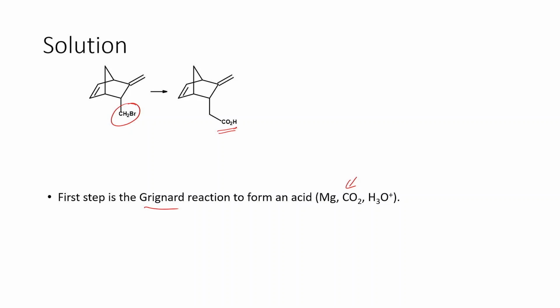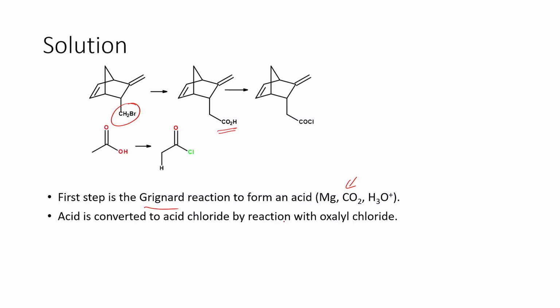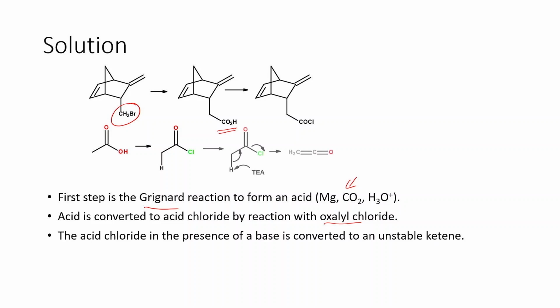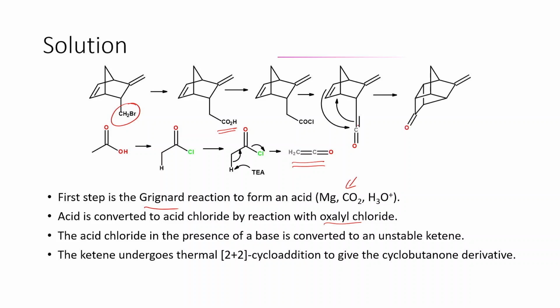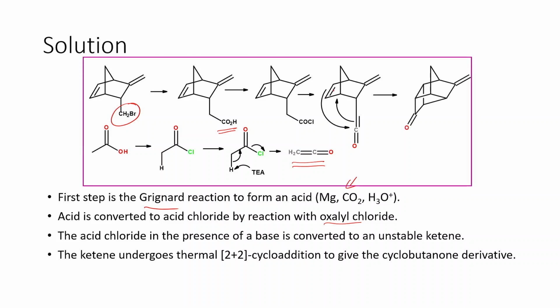So this is the first step that is taking place, and the treatment of this with oxalyl chloride leads to the corresponding acid chloride formation. So once we have an acid chloride, when this is treated with triethylamine, so this reaction we have seen earlier also, that leads to the formation of an unstable ketene. So here again the acid chloride will be converted to the unstable ketene, and this unstable ketene undergoes a 2+2 cycloaddition reaction. When we say 2+2 cycloaddition reaction, we end up with a cyclobutanone derivative. So this is going to be the final product that will be formed in this particular reaction.